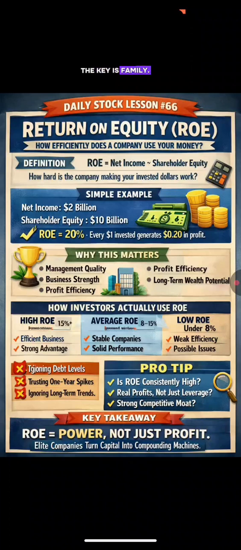The key is, family, ROE measures power, not just profit. The best companies turn investor capital into compounding machines.